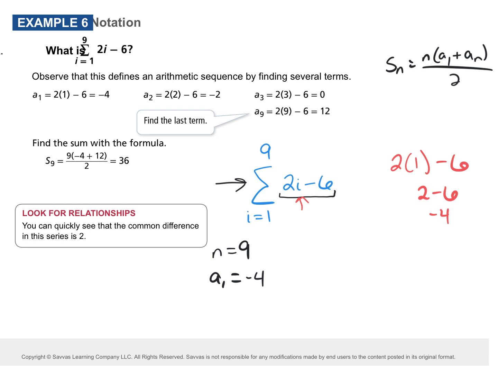Okay, what else are we missing from our equation up there? We found n, we found a1, an. an stands for the last term. Well, how many terms are in the sequence? 9. Remember we said n was 9, so we need to find a9. How do I find a9?